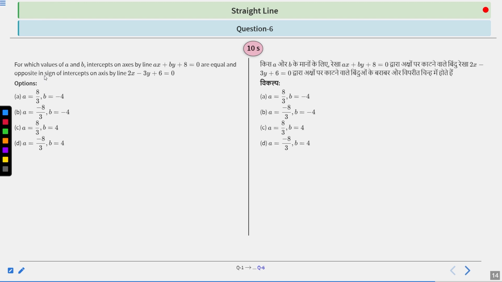And after that, we will first calculate the intercepts of the line ax plus by plus 8, right? And after that, we will try to calculate the intercepts of the line 2x minus 3y plus 6 equal to 0, and the intercepts of the two lines are basically opposite in sign, right? So in this way, you can try to approach this question. You have 10 seconds to solve or think about this question. After 10 seconds, we will discuss the solution part, right?